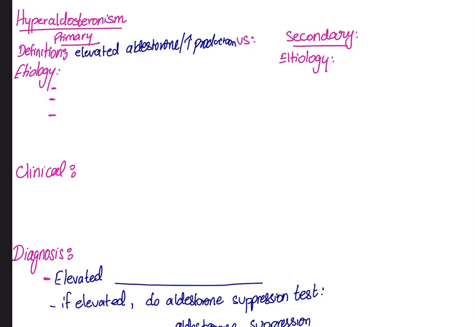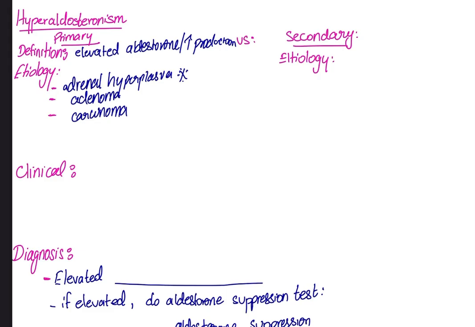And the cause of the primary can be adrenal hyperplasia or adenoma, or it can be carcinoma. Out of these three, hyperplasia is the more common one, versus secondary is usually due to another problem.